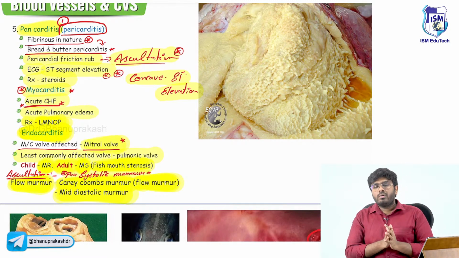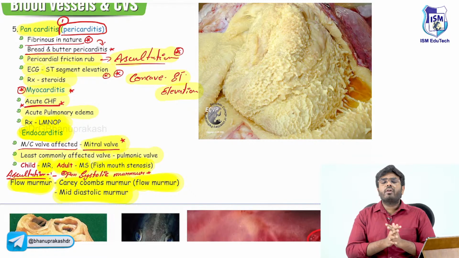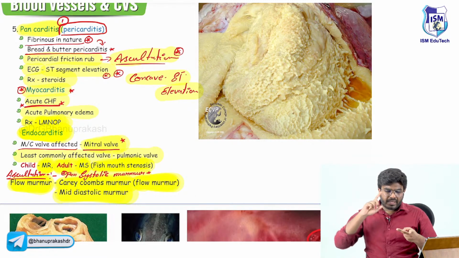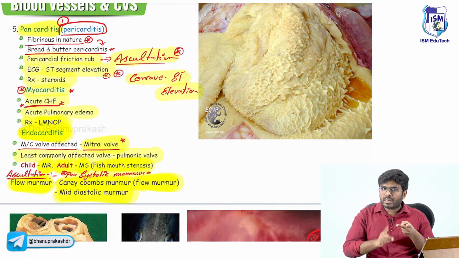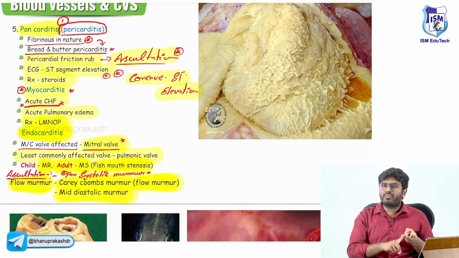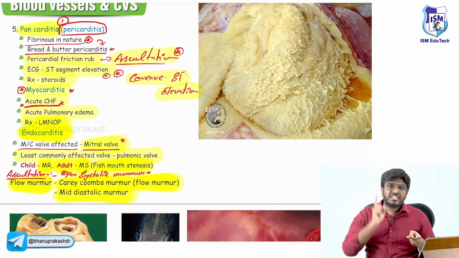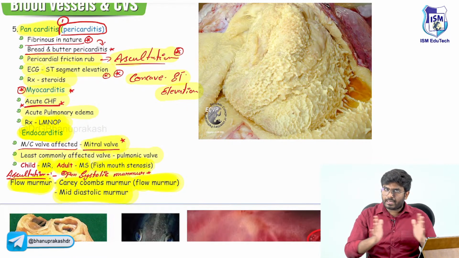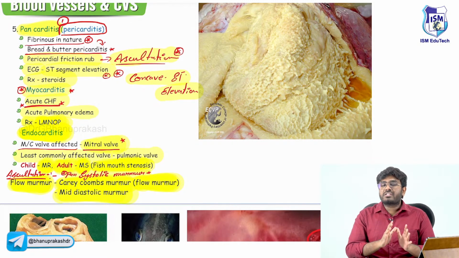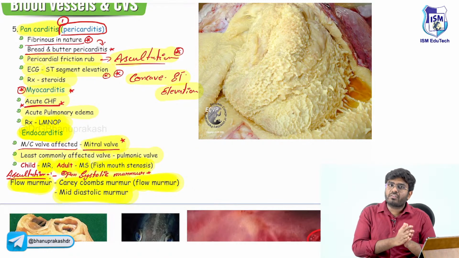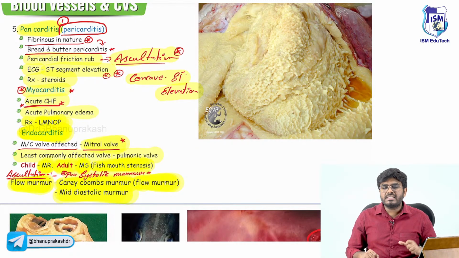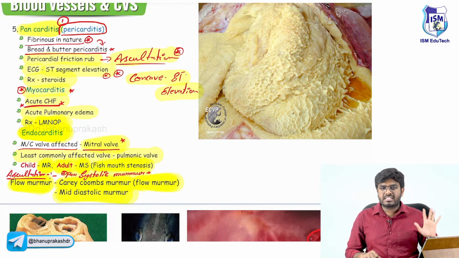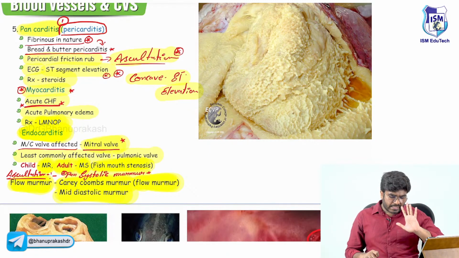Yeah, okay. Now let's put it this way. Heart involvement is going to be pancarditis. So pericardial involvement will be there: bread and butter pericarditis, which is the example of fibrinous pericarditis. There will be a pericardial friction rub, and there will be concave ST segment elevation, treated with steroids. Done. And there will be myocarditis, which can actually kill the patient because of congestive heart failure. How can you treat this myocarditis? With LMNOP: Lasix, morphine, oxygen, positioning, and nitrates.